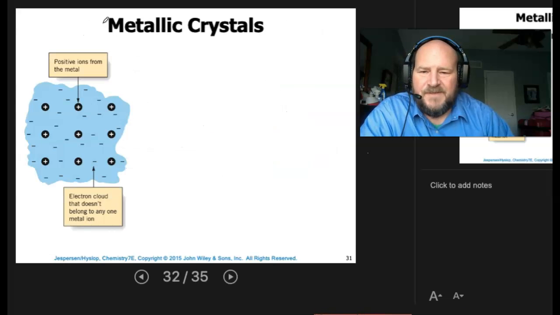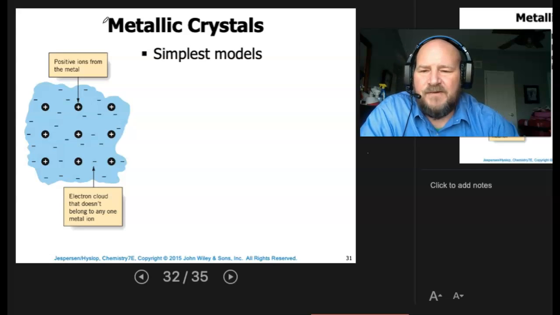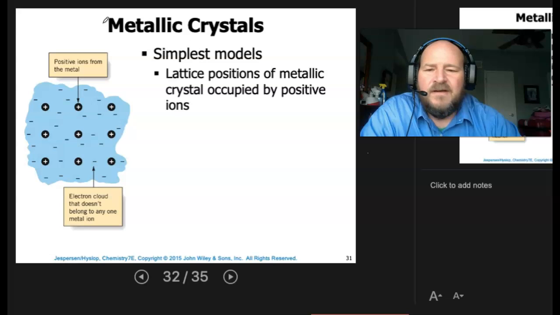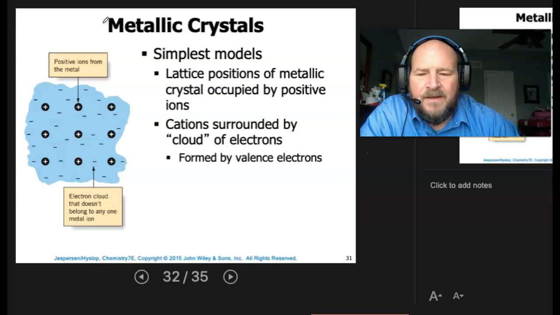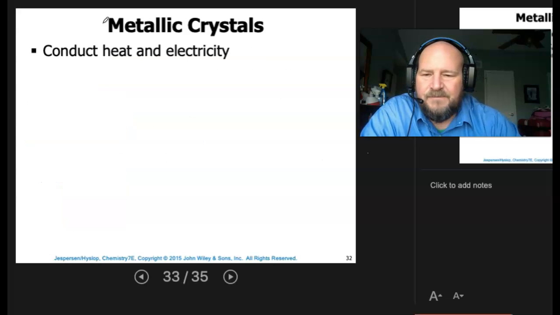Last but not least, we have metallic crystals. The simplest models basically have positive ions from the metal and then an electron cloud that just doesn't seem to belong to any one metal ion. The lattice positions of the metallic crystal are occupied by positive ions, and the cations are surrounded by a cloud of electrons. They're formed by valence electrons and extend throughout the entire solid.